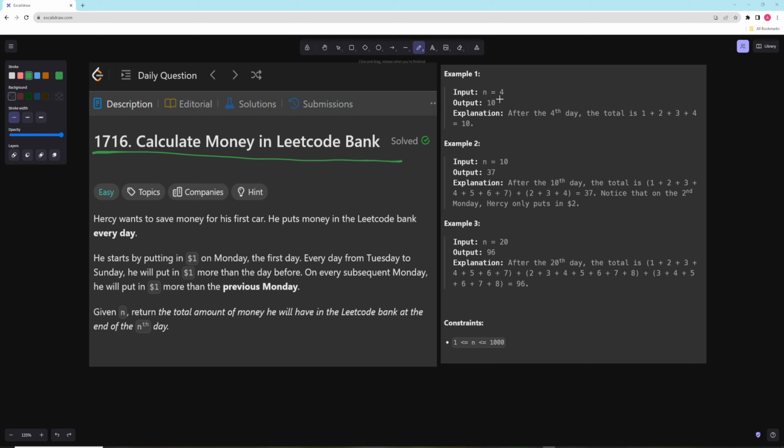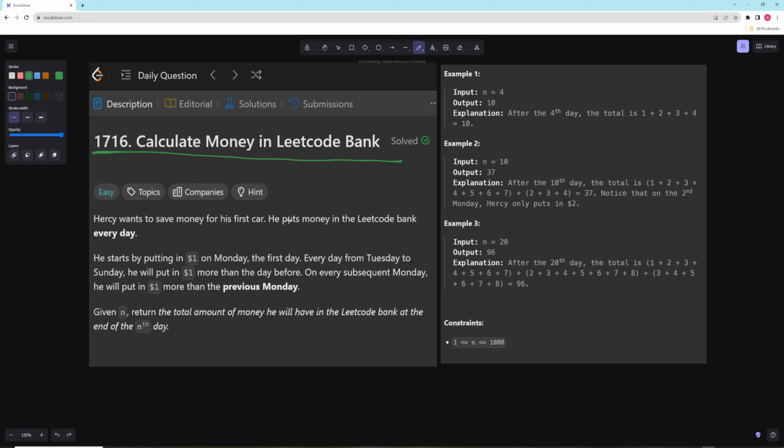So here we have 4 days, so you'll just put in 1, 2, 3, 4. For 10 days, in the first week, every day will increase, and then on the next Monday, it's going back to one more than the previous Monday. And then for a bunch of days, it's kind of the same thing, so every day increases by 1. Then at the start of the week, you drop down to 1 more than the previous Monday, then you increase every day, and then the same thing, you have 1 more than the previous Monday.